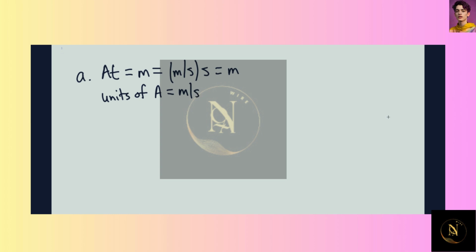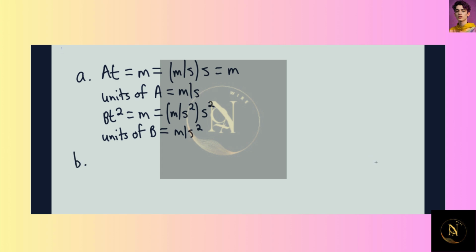For B, we know that B times T squared must equal meters, which means that this is going to be meters per second squared multiplied by seconds squared, which means that the units of B must equal meters per second squared.